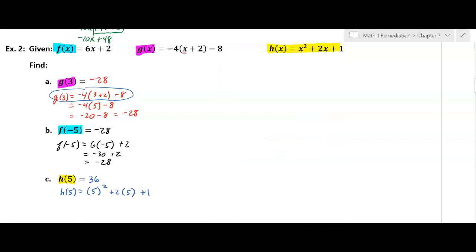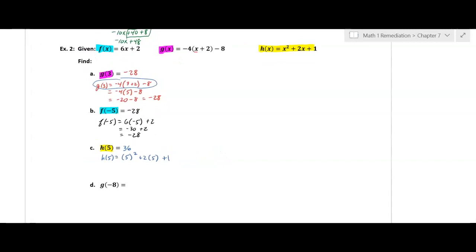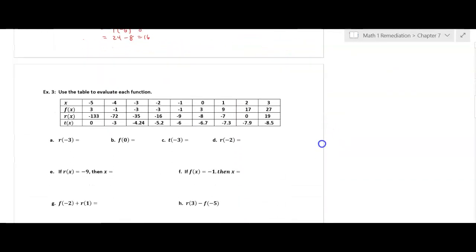All right, and now I have one more here. g of negative 8 tells me I'm going to use the purple function. So g of negative 8 would be negative 4 times negative 8 plus 2, all minus 8. Negative 4 times negative 8 plus 2 is negative 6, minus 8. Negative 4 times negative 6 gives me 24 minus 8, which is going to be 16. So g of negative 8 is 16. Okay, so evaluating functions, do not make that harder than it needs to be.